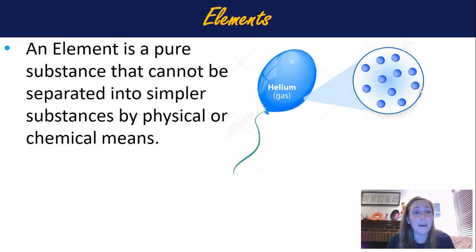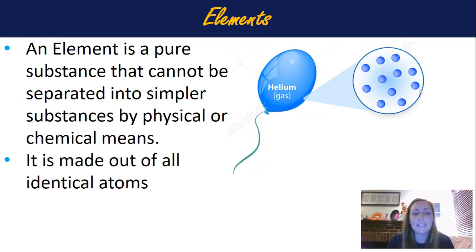All right, so let's start with talking about elements. An element is a pure substance, so that means it's all one thing, it's pure, and it can't be separated into simpler substances by physical or chemical means. So no matter what you do to an element, you can't break it down into anything else. And that's because it's made out of all identical atoms.